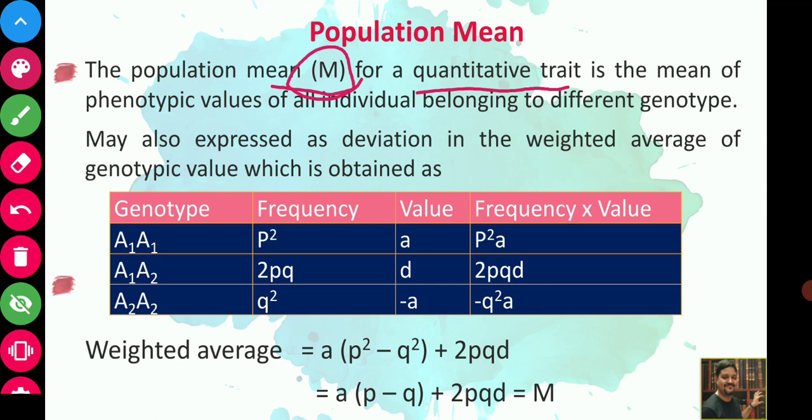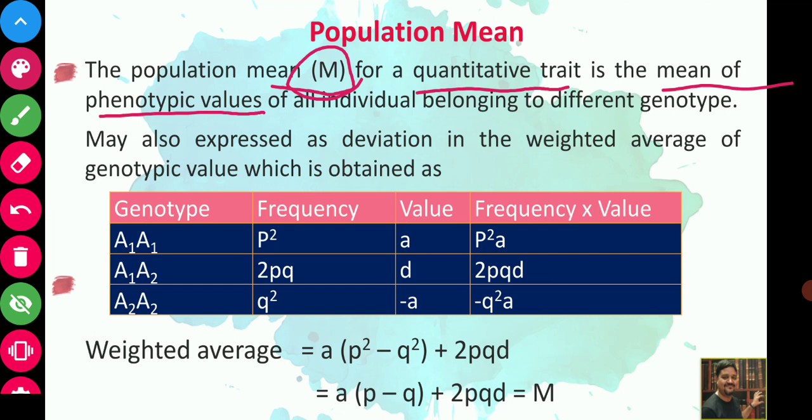The population mean for a quantitative trait is the mean of phenotypic values of all individuals belonging to different genotypes. So what you have to do is find out the mean of all the genotypes. Suppose you are considering a single locus, 2 alleles. In that case you will have 3 genotypes: capital A, small a, and small a, small a. And you have the phenotypic value for all the 3 genotypes.